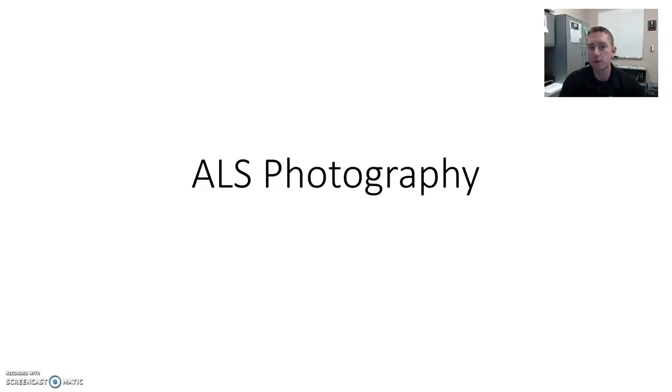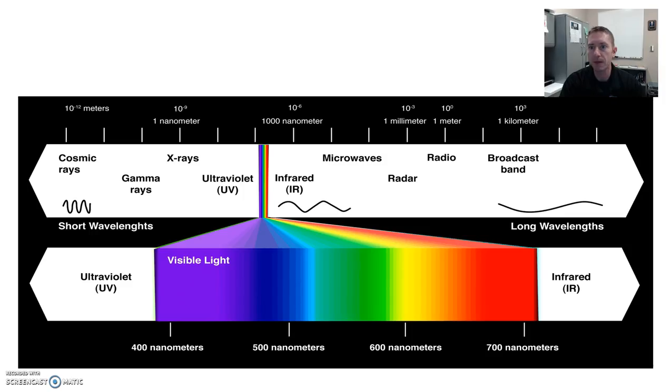Hi folks, this week we are talking about alternate light source, or ALS, photography. So just so we understand what we're talking about here, alternate light source deals with light sources that are not typically part of the visual spectrum. So light is basically energy.